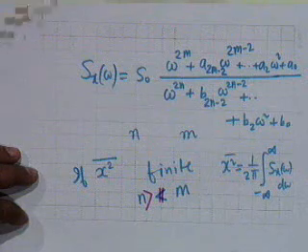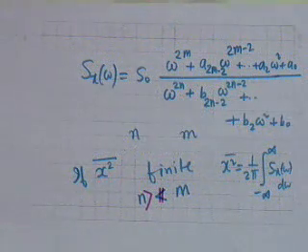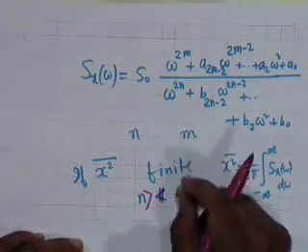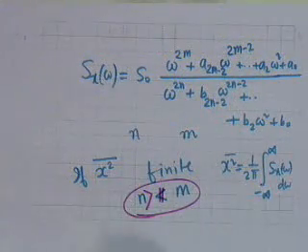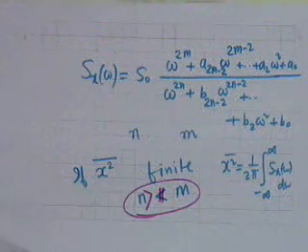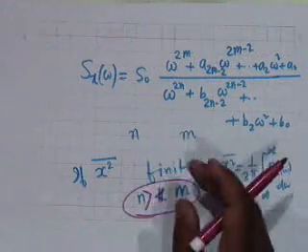And if it is a rational function satisfying this constraint, we can say something else about Sx of omega, that it is a continuous function of omega, right. It can never blow up because x squared bar is finite. And therefore, it is a continuous function of omega.